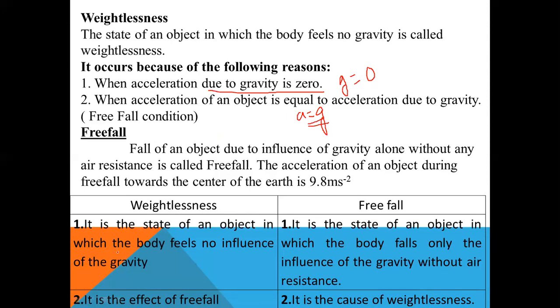Now, free fall. The fall of an object due to the influence of gravity alone, without any air resistance, is called free fall. The acceleration of an object during free fall towards the center of the earth is 9.8 meter per second square. Now, differences between weightlessness and free fall. First, the definitions, which I have already explained above. Another difference is that weightlessness is the effect of free fall, but free fall is the cause of weightlessness.